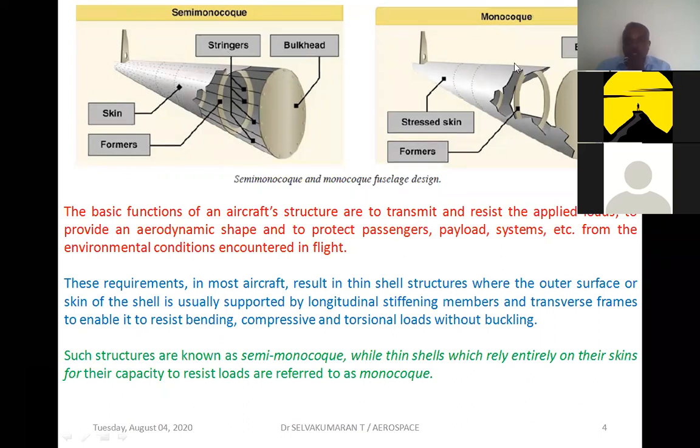If you come over here, the monocoque structures are where the entire load has to be resisted by the skin alone. The skin alone must resist all the applied loads. So this is called monocoque structure. In semi-monocoque, the stiffening members must resist the bending, compressive, and torsional loads. Here you could see. Such structures are known as semi-monocoque, while thin shells which rely entirely on their skins for their capacity to resist the loads are known as monocoque.